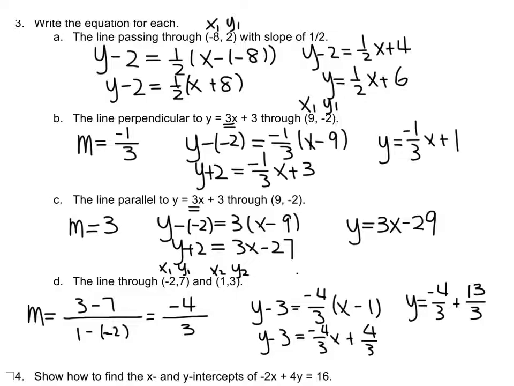Letter C. The line parallel to y equals 3x plus 3. So parallel means that we have the same exact slope. So m equals 3.